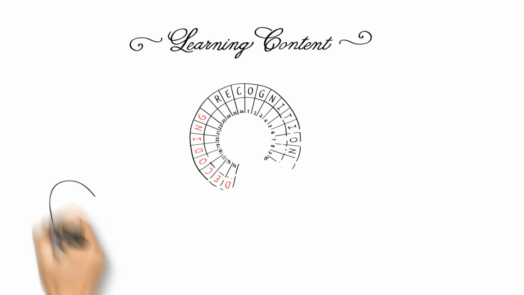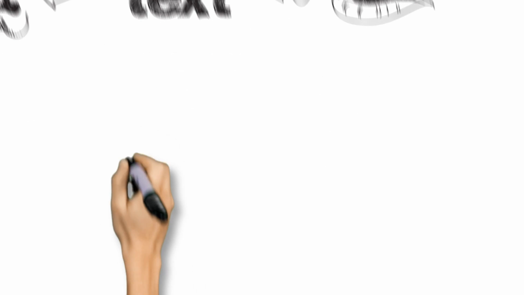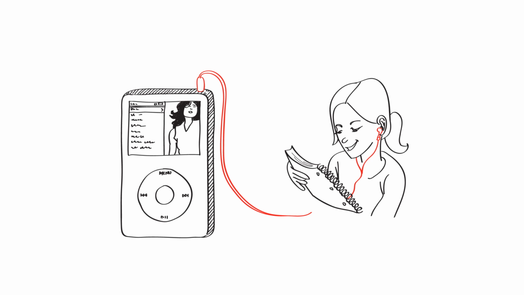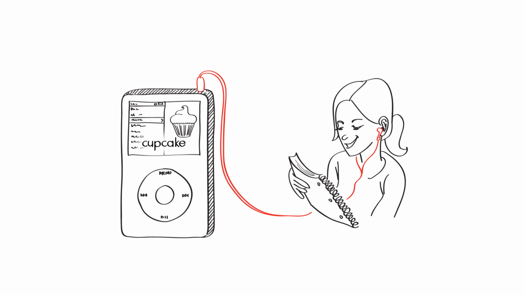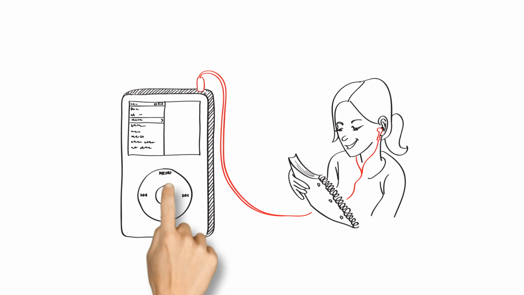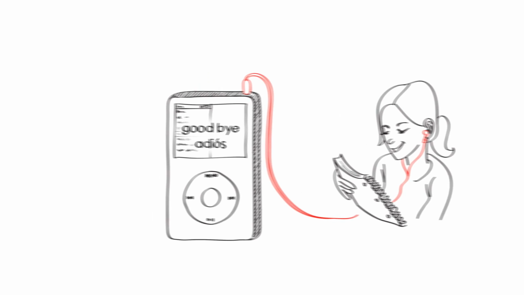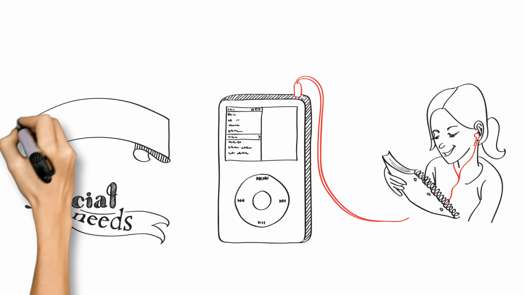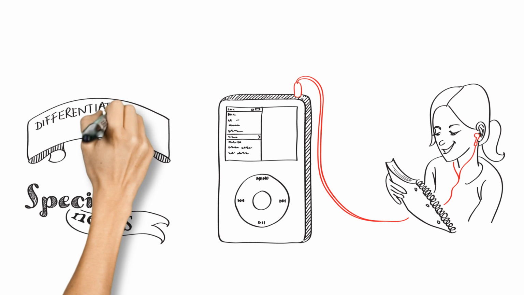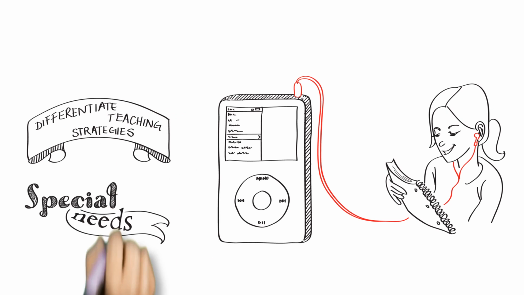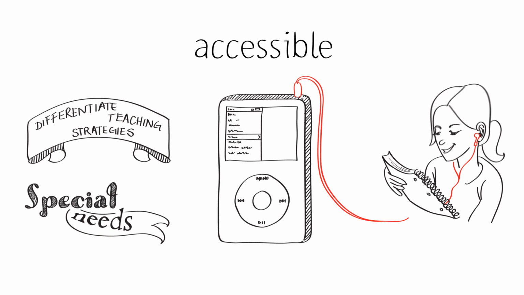For instance, provide readers who struggle with decoding or word recognition with opportunities to hear the text read aloud. Using an iPod in class where the kids can actually listen to the text is super helpful, and also very helpful for English language learners and for kids who have special needs. So it's a way to differentiate teaching strategies in order to make the text accessible for all kids.